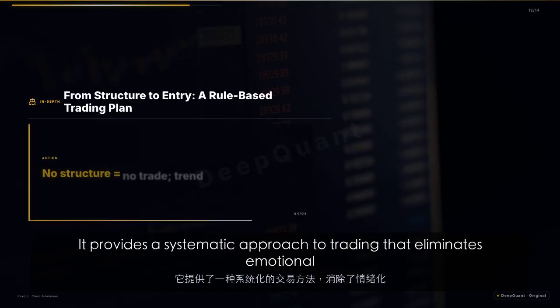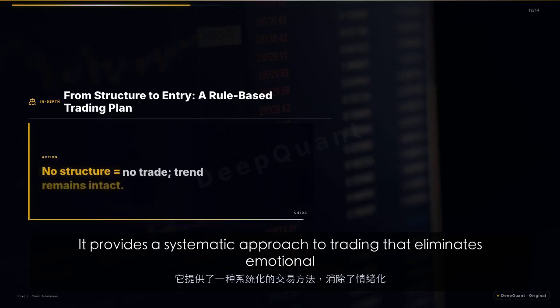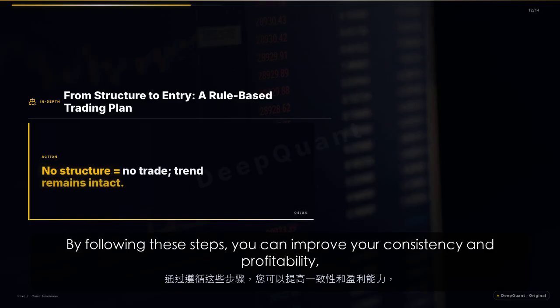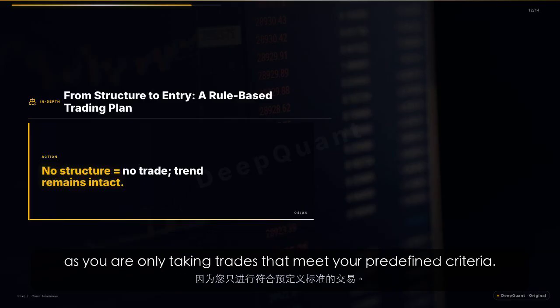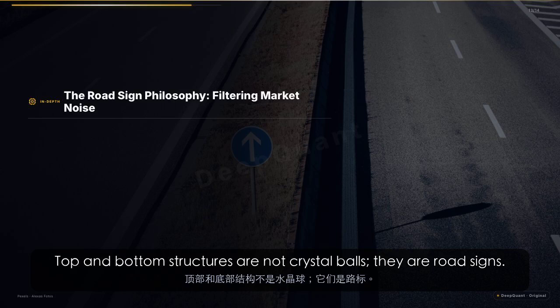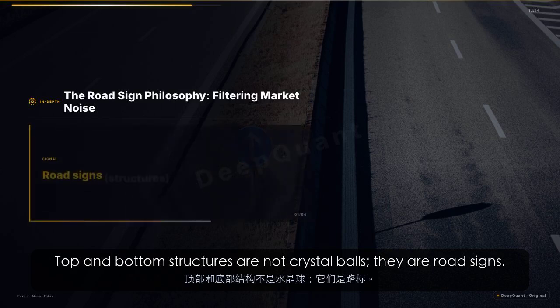It provides a systematic approach to trading that eliminates emotional decision-making. By following these steps, you can improve your consistency and profitability, as you are only taking trades that meet your predefined criteria. Top and bottom structures are not crystal balls, they are road signs.